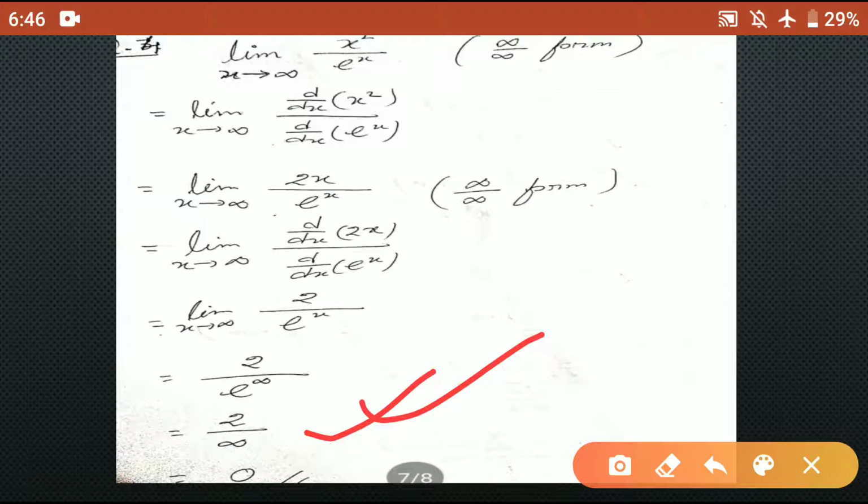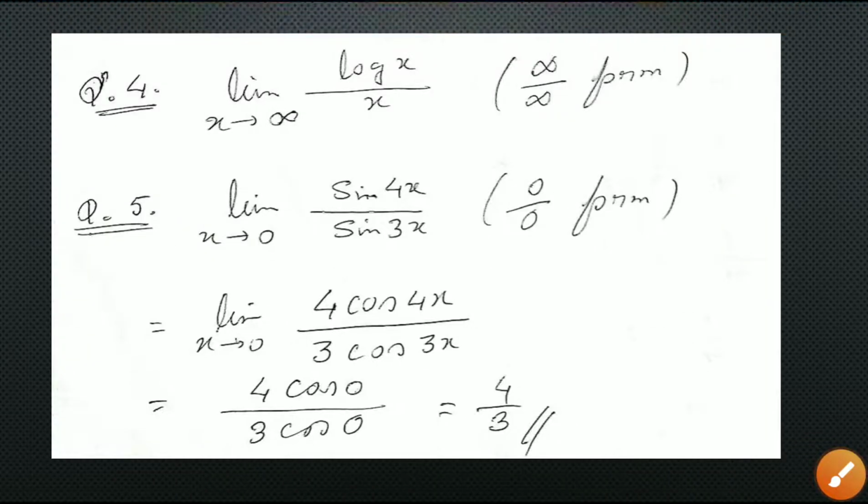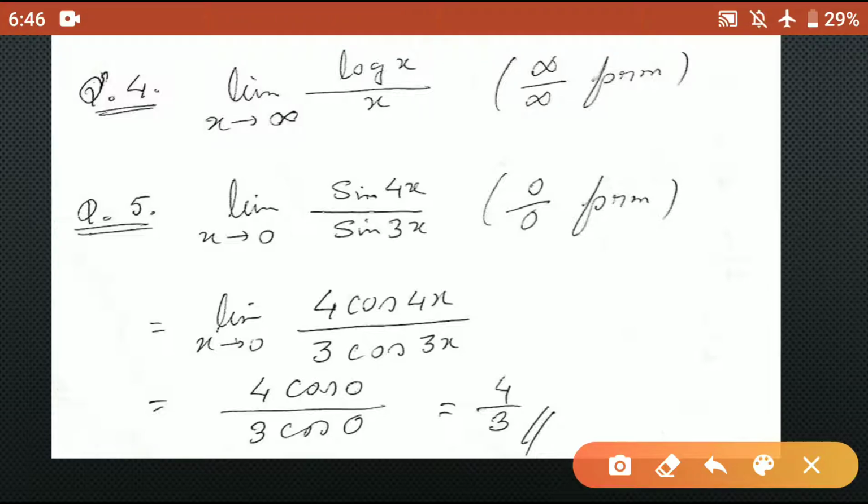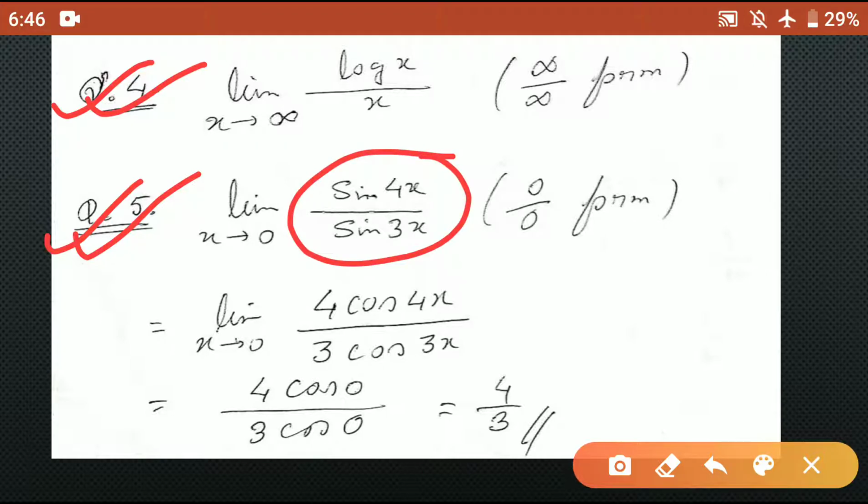Okay, in this way we can apply L'Hospital rule. So these two questions can be done by you, I think. So it is limit x tends to 0, sin 4x by sin 3x. So when you put x equal to 0 in place of x, then you get sin 0 by sin 0. That means 0 by 0. It is in 0 by 0 form. Therefore you have to differentiate both the numerator and denominator part.